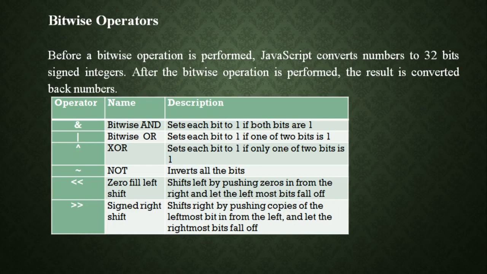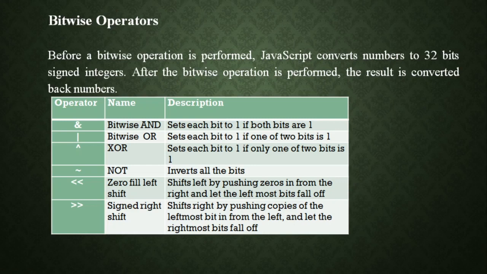Bitwise operators. This bitwise operation is performed in JavaScript by converting numbers to 32-bit signed integers. After the bitwise operation is performed, the result is converted back to numbers. Here we are using ampersand for AND operator, pipe for OR, XOR caret, NOT, left shift, signed right shift.